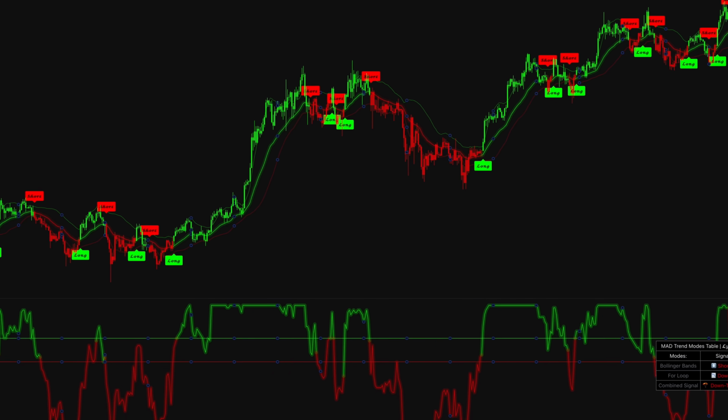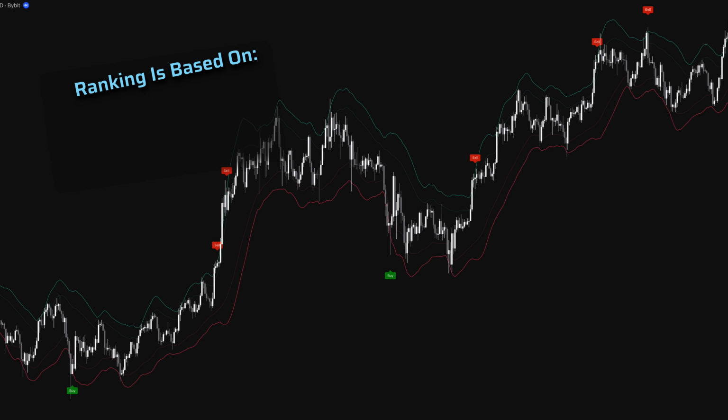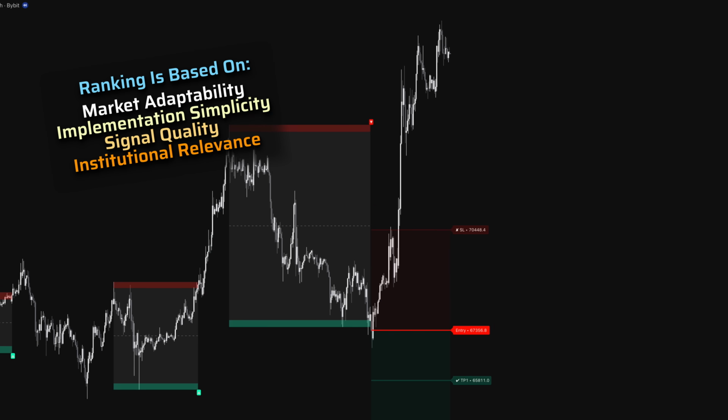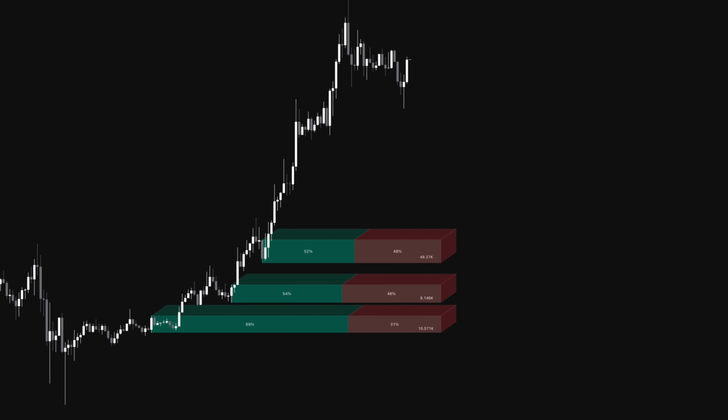5 TradingView trending indicators put through our scoring system, ranked from lowest performing to highest. Clear explanations of what they offer and if they're worth adding to your charts.